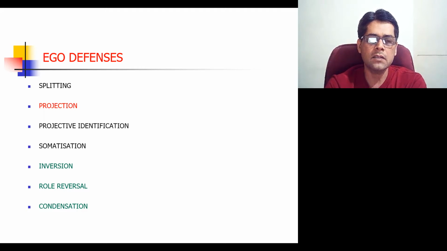So these are the defenses. The last three defenses, which I have put in green color, are defenses which are used by the ego usually in dreams. They are not so much used in the waking state, they are used more in dreams and fantasies.